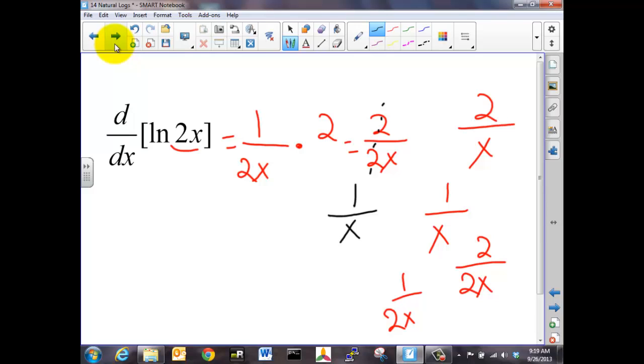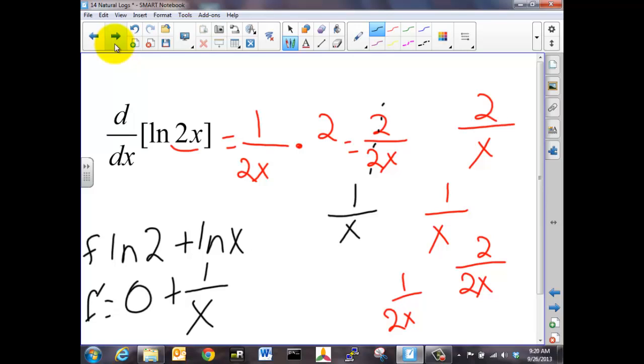Did anybody approach that problem totally different? Yes, ma'am. What did you do? Very good. You said ln 2 plus ln of x. Now that's expanded it. Now how do we take the derivative of that? What's the derivative of ln of 2? Nothing. Why? It's not a variable. This is a constant number. The derivative of ln of 2 is 0. If this is our function, then f prime would be 0 plus 1 over the argument, which is 1 over x. So either way, you got to the same answer.